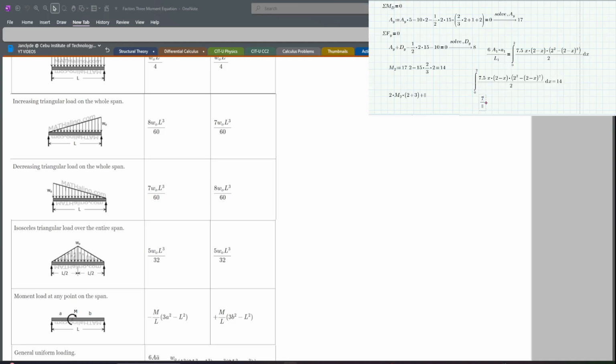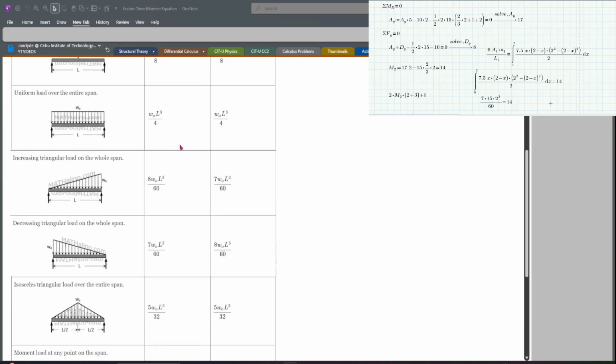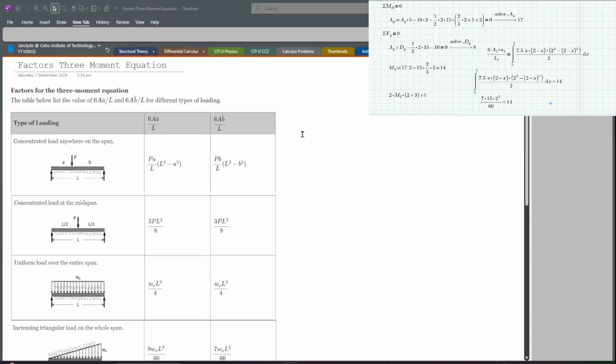So if we will try to input, our load W is equal to 15, then the length is equal to 2. So 2 cubed divided by 60. Then press equals, we would still get 14. But again, so that you don't have to memorize all of these formulas, then just apply integration, then ito na lang yung kailangan mo. Isang formula lang para sa concentrated load and all distributed loads. Kahit ano pa yung figure.